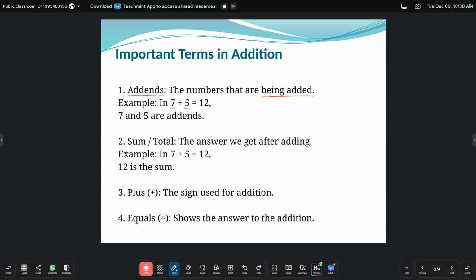And the total, their answer, the result that I get, is called the sum or total. So what is the sum? The answer we get after adding is called the sum or total. Here I told you that 7 and 5 are the addends. When I add these 2 numbers, I get the result 12. That is called the sum.